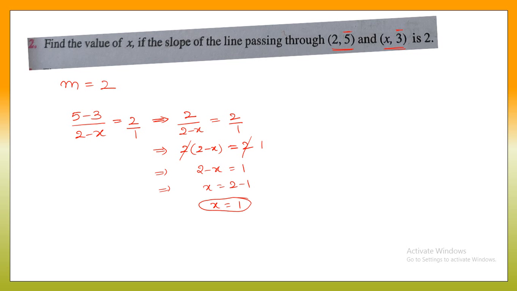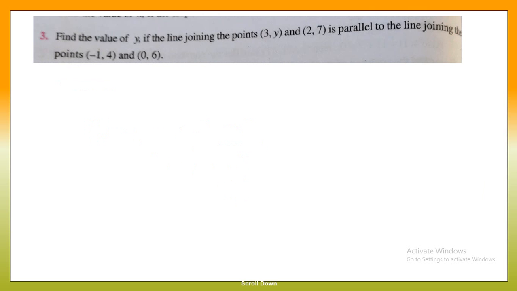Next, moving on to one more question, question number 3. Now find the value of y if the line joining the points 3 comma y and 2 comma 7 is parallel to the line joining the points minus 1 comma 4 and 0 comma 6. So what is the intention of this question? See here, with these 2 points a line is formed, and with these 2 points also one line is formed, right? So with these 2 points, suppose this is my line which is being formed, and with these 2 points there is one more line which is formed, and he is saying that these 2 lines are parallel.